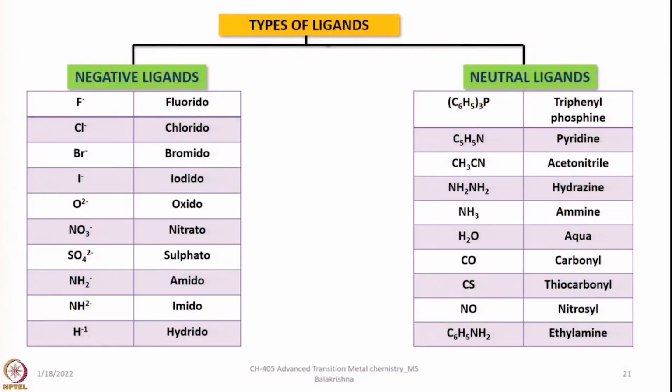So, I have listed here the types of ligands. Of course, negative or anionic ligands are shown here: fluoride, chloride, bromide, iodide, oxide, nitrato, sulfato, amido, imido and hydrido. And here I have displayed neutral ligands: triphenylphosphine, pyridine, acetonitrile, hydrazine, amine, ammonia also called amine, water called aqua, carbonyl, CS thiocarbonyl. Again, CS does not have an independent existence, but it can be generated in situ and used similarly to carbon monoxide, and nitrosyl and ethylamine.